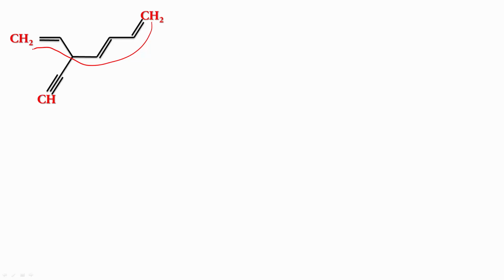So how do you do the numbering? Numbering we do from the right side so that all the double bonds can get the lowest possible number. Now, which is this one? This is derived from ethyne, ethynyl. So 5-ethynylhepta-1,3,6-triene.